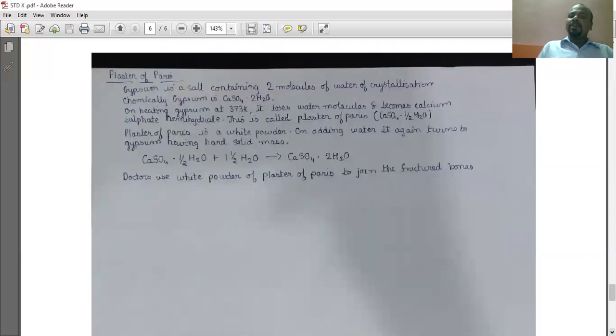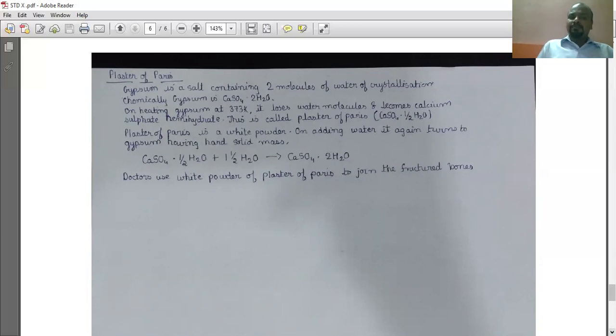Gypsum is a salt containing 2 molecules of water of crystallization. Chemically, gypsum is CaSO4·2H2O. It is also called calcium sulfate dihydrate. Why dihydrate? Two molecules of water are present.